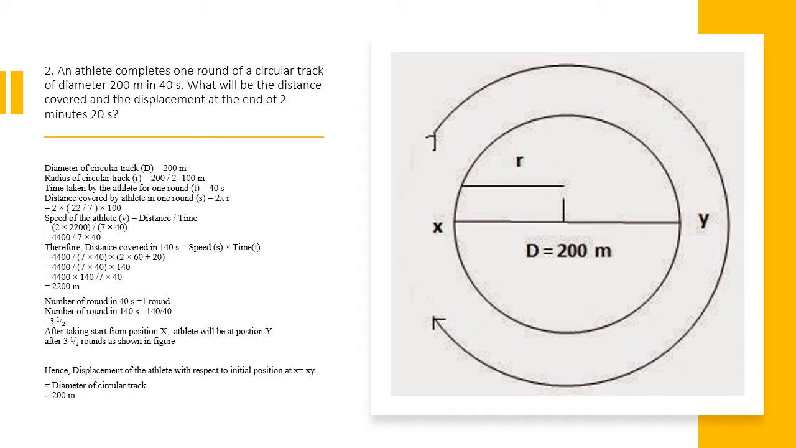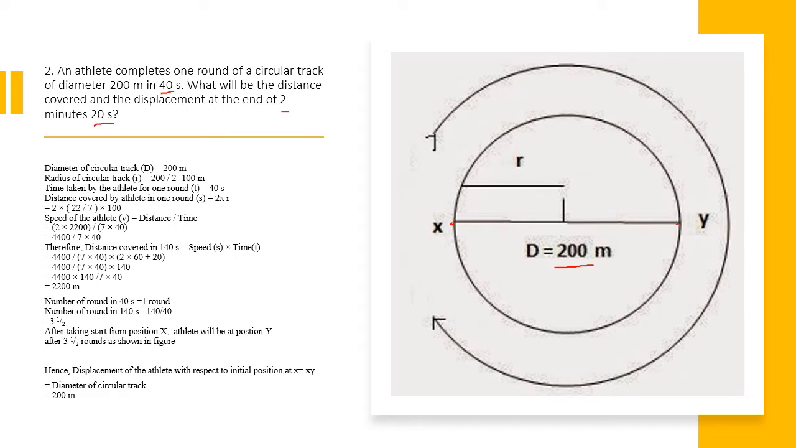I have given the diagram parallel to this question. The athlete completes one round of a circular track. The diameter of this circular track is given, that is 200 meters. He is completing one complete round in 40 seconds. What will be the distance covered and displacement? You should calculate distance and also displacement at the end of 2 minutes 20 seconds.